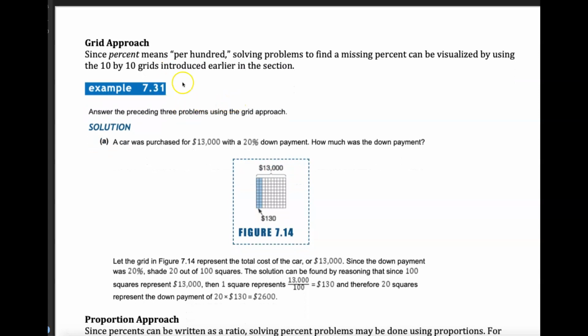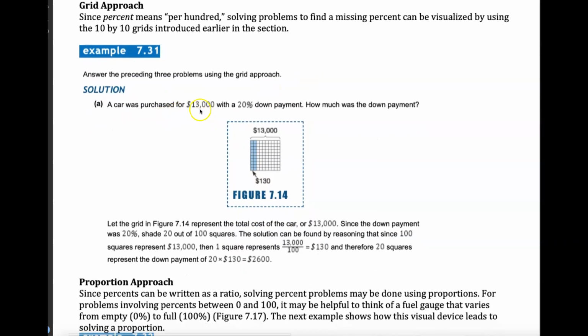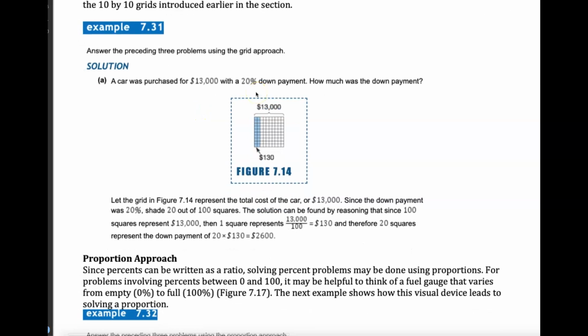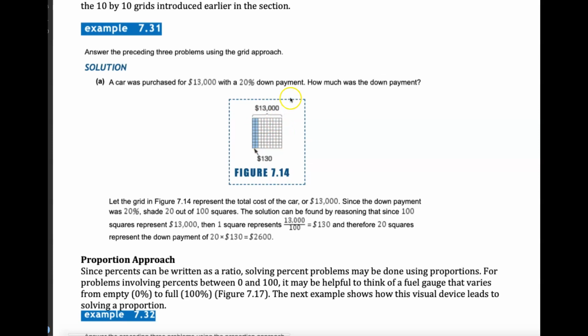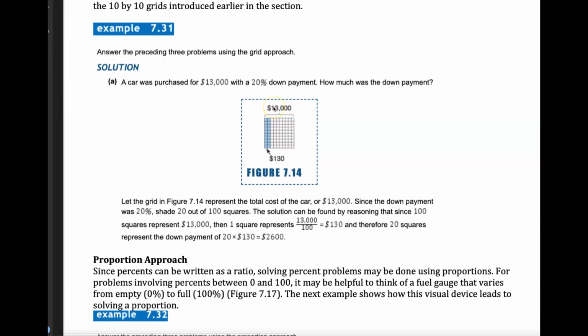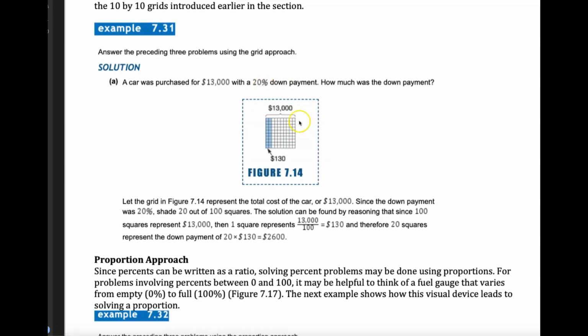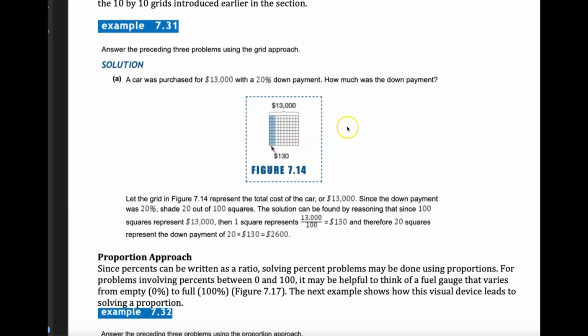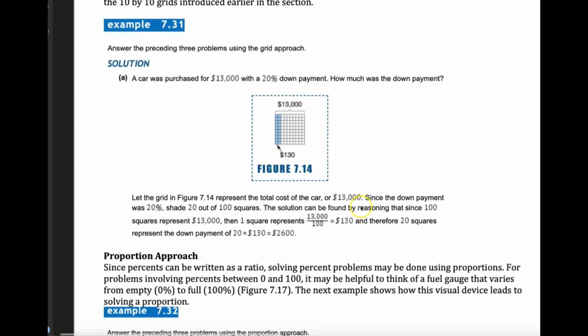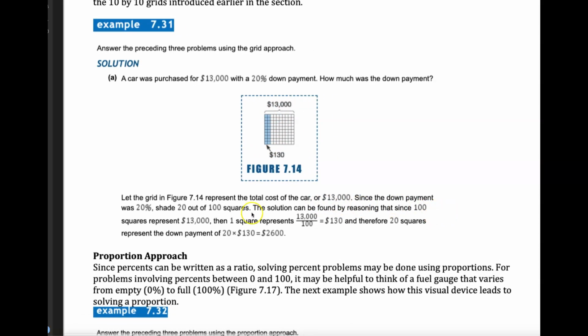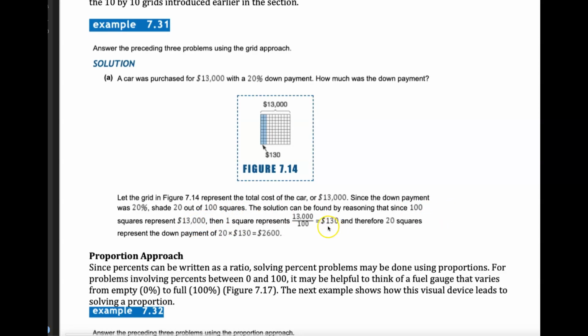Since percent means out of 100, we can visualize the 100 by 100 grid. A car was purchased for $13,000 with 20% down. The 100 pieces is your 100%, which is your 13,000. Then you take 20% of that. If you shade 20 out of the 100 squares, you can see the solution can be found by reasoning that since 100 squares represents 13,000, one square represents 130.